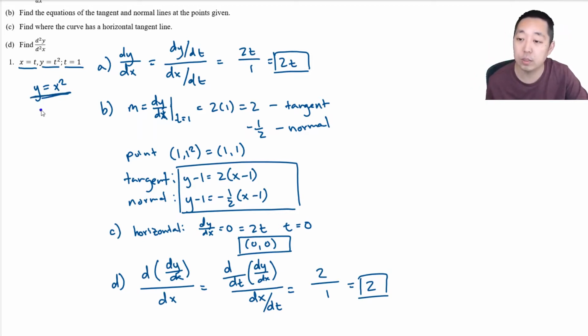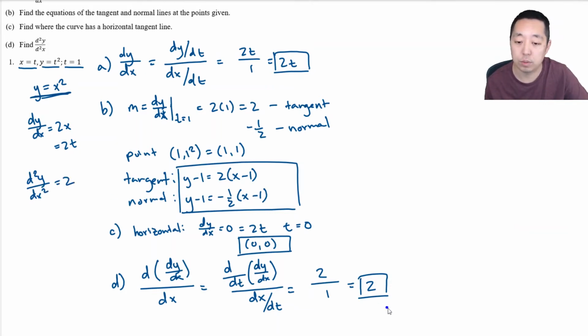And what's the second derivative of this? dy/dx is equal to 2x, right? And 2x is 2t, the same as in this parameterization, so that's what we got in part A. And then the second derivative is equal to 2, and that's what we found here.